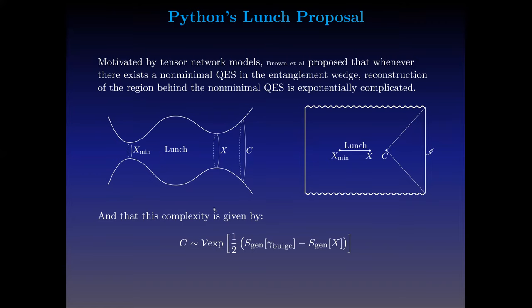And the complexity is proportional to this difference in generalized entropies between the non-minimal quantum extremal surface and this largest surface over here, which is the bulge of this so-called lunch region. And so this is a very beautiful connection between the complexity as described by Harlow and Hayden and the non-minimal quantum extremal surface, which is the wrong saddle that gives you non-unitary behavior, that does not give you the downturn in the Page curve.